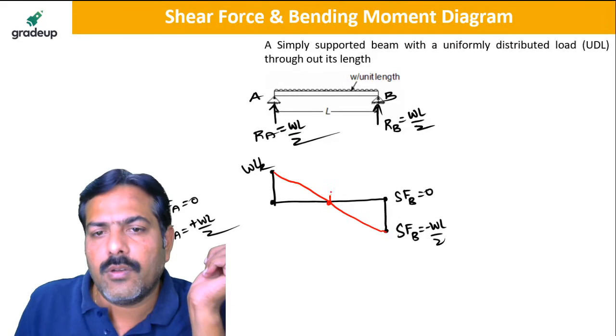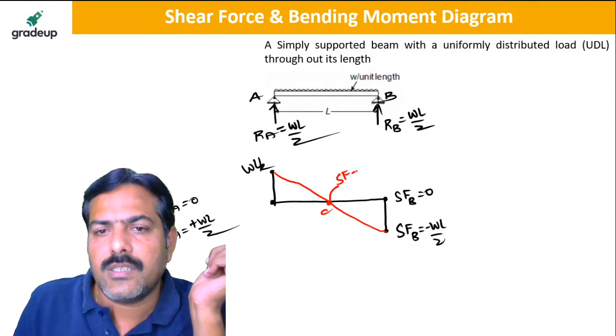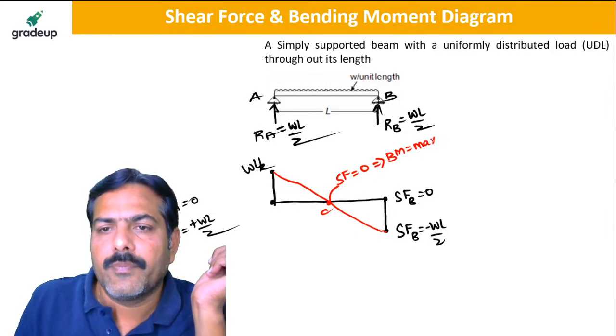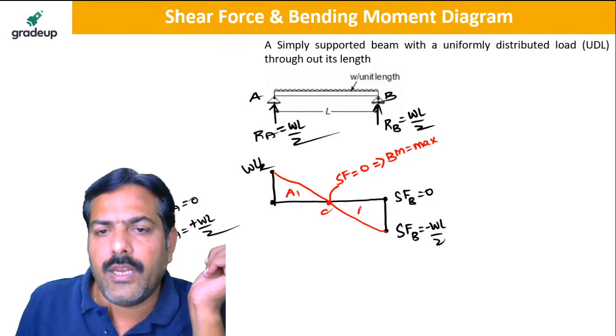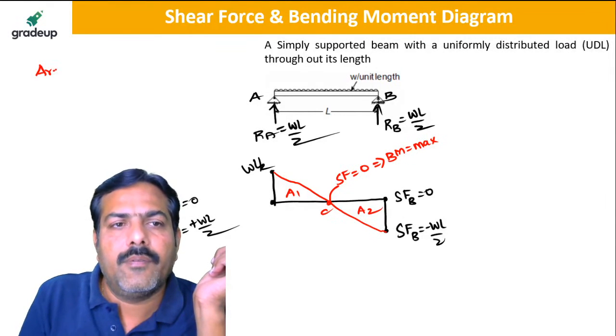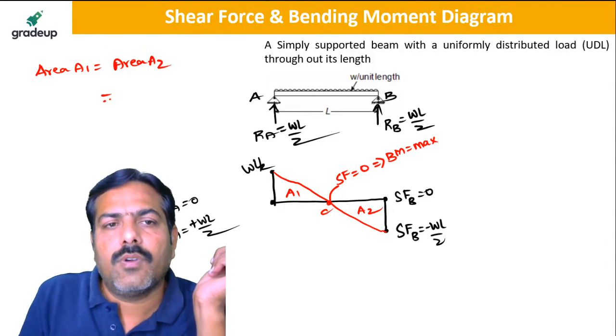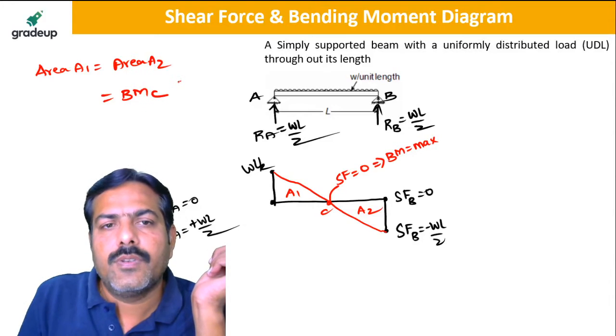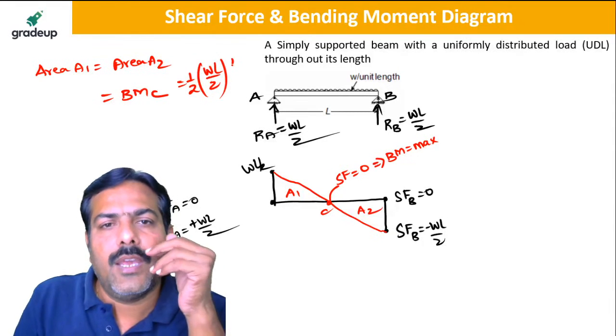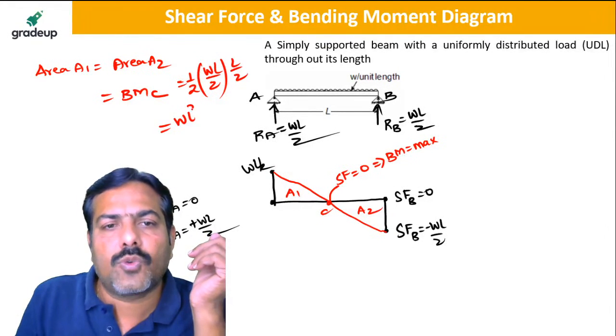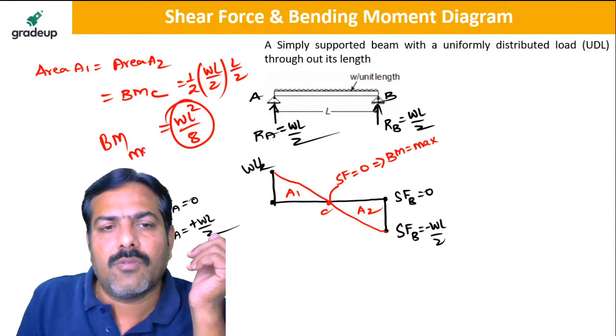So this is the point C where the shear force is equal to 0, which implies that the bending moment is maximum. If I take area A1 or A2, the area is equal to the bending moment at C, which is half into WL by 2 into L by 2, hence it becomes WL square by 8, the value of the maximum bending moment. Maximum bending moment equal to WL square by 8 is very important, my dear friends.